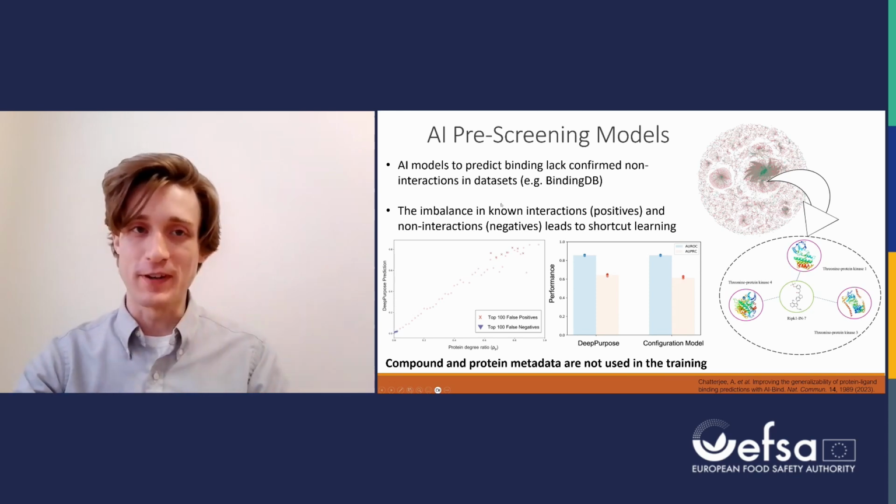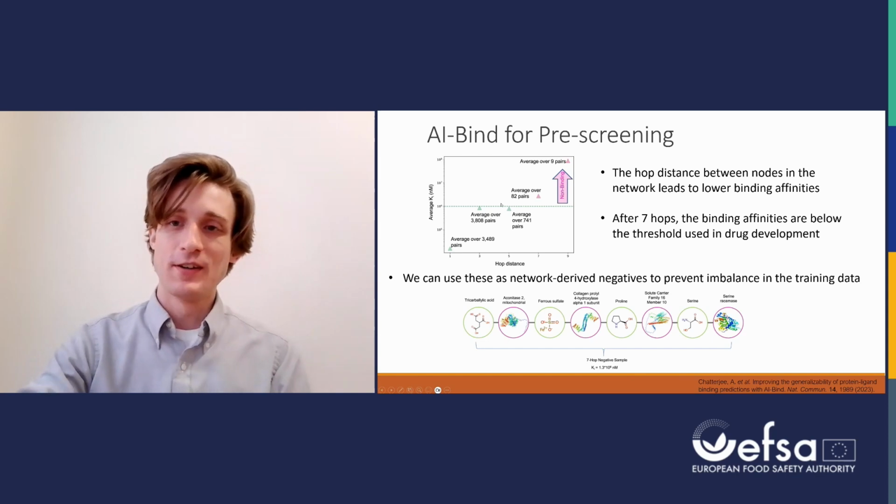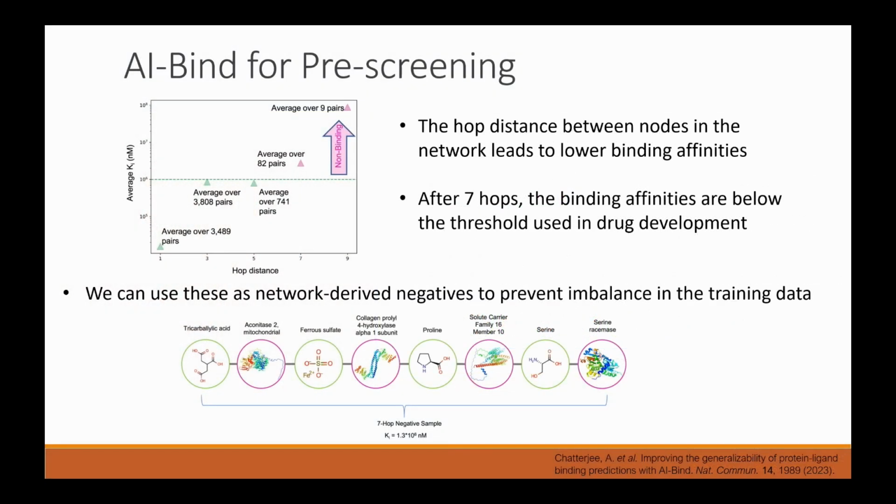And so in order to fix this, what we observed within our network is that as you get further away from the node of interest, you actually start to see a lowering in the binding affinity. So when you start hopping away, like if you are interested in serine racemase as your protein of interest, the further hops away that you go from this, the binding affinity goes down. And what we can see here is that eventually, as we get far enough away, we start to cross this threshold here, this dotted line.